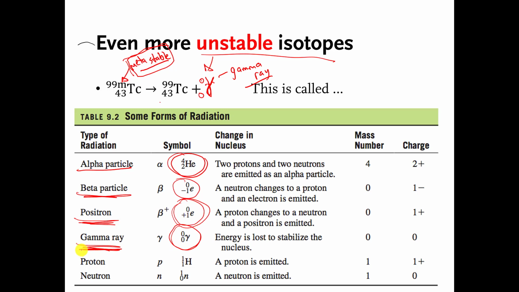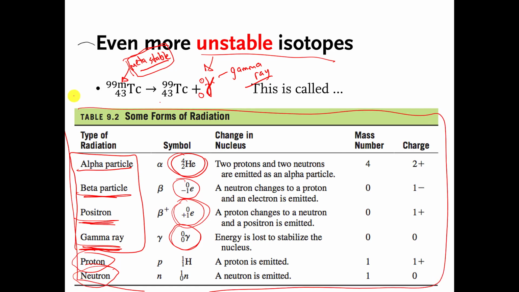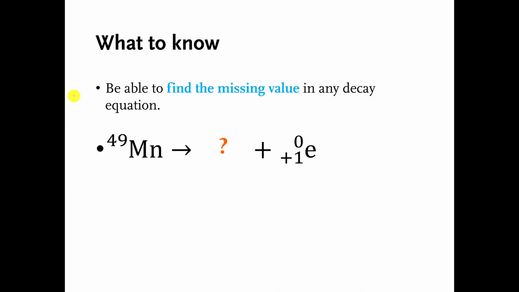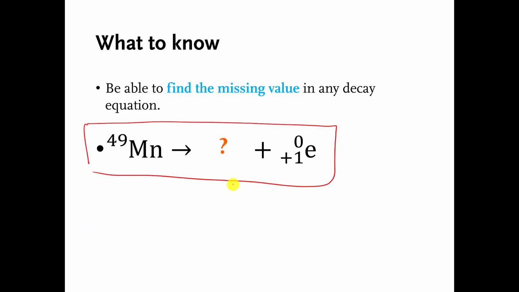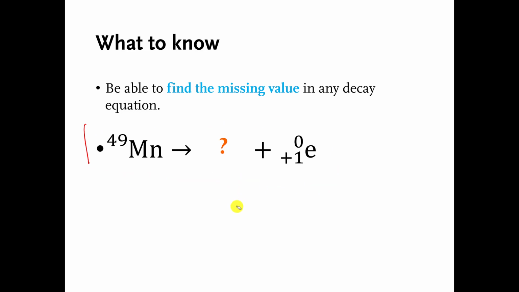What this table is supposed to show you is that these are not the only kind of decays that exist. You can also fire off a proton. You can fire off a neutron. And you can fire off all sorts of other stuff. Even this table is not a complete list of things that can get fired off, but it's just to show you that there's all sorts of unstable isotopes and things that can get fired off from unstable isotopes. So what do I expect you to be able to do? I expect you to be able to look at an equation like this, where there's one missing piece, and you should be able to find what the missing piece is. At the very least, you should be able to figure out what the numbers are in the upper left and the lower left.